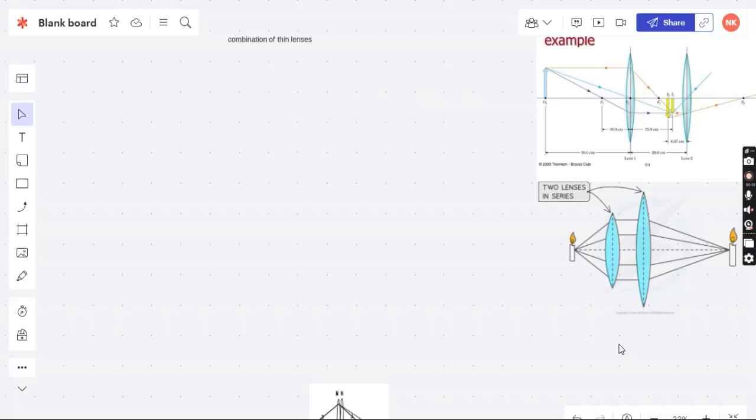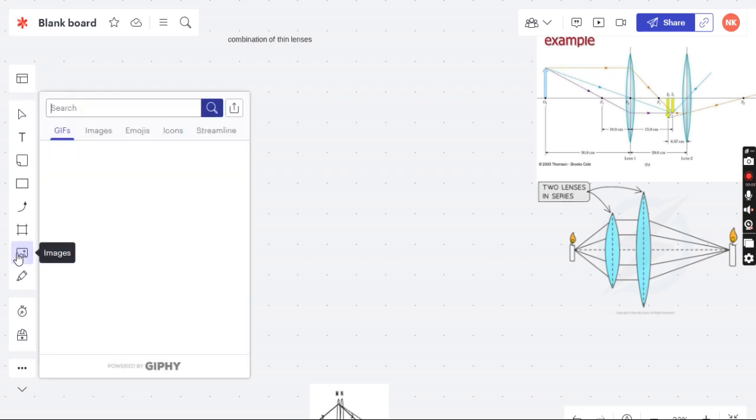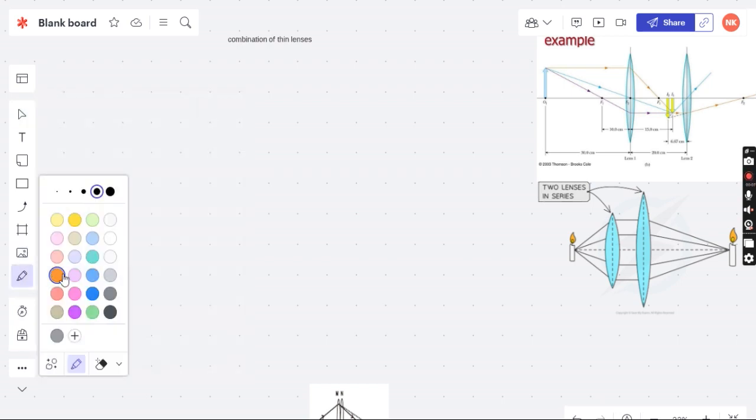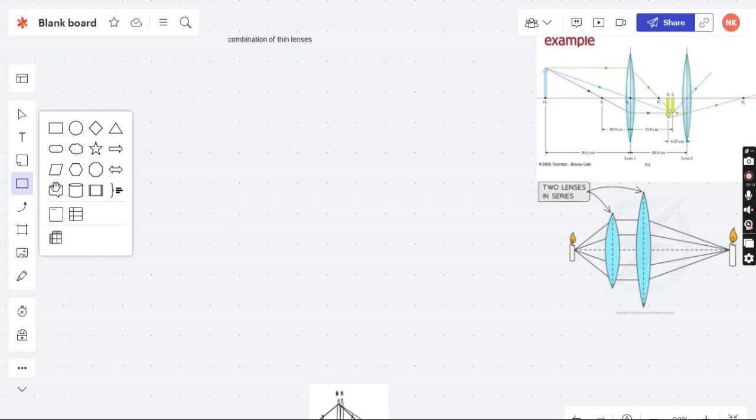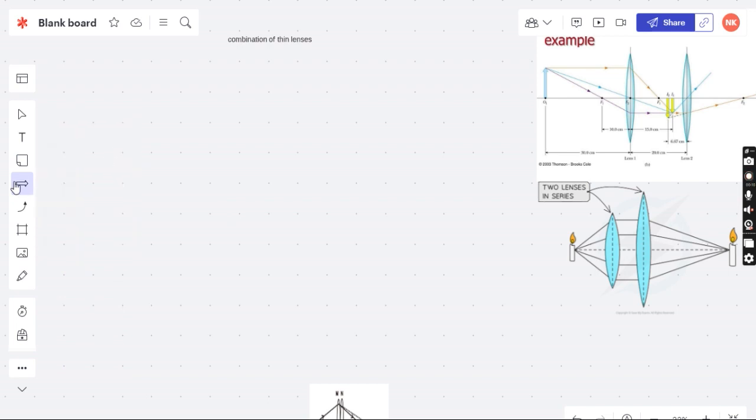Now, talking about the combination of lenses, which means a combination of two convex lenses. For this, I'm going to draw a diagram here. So let's just take a shape here and increase it.